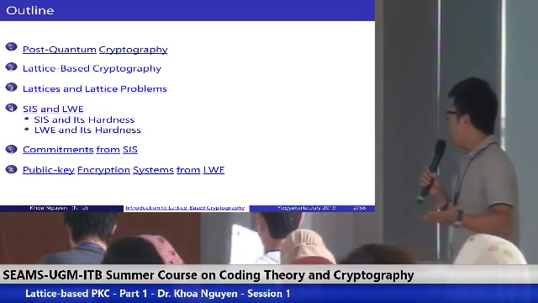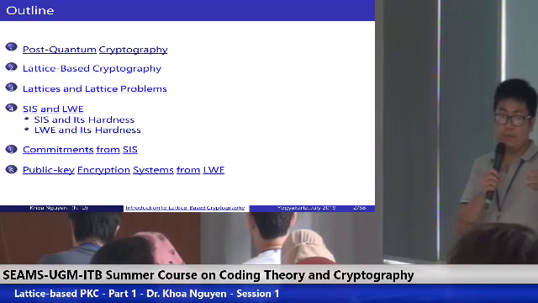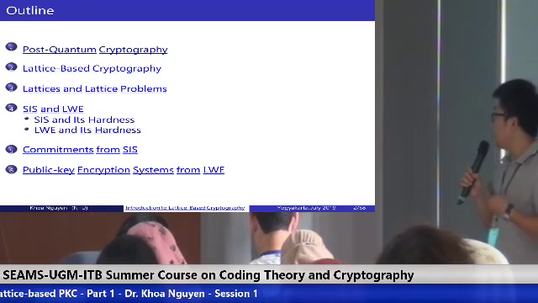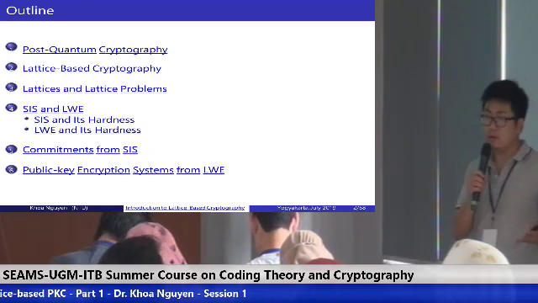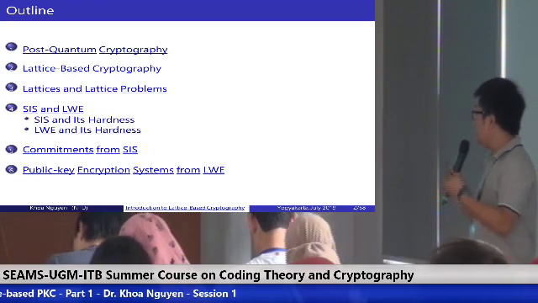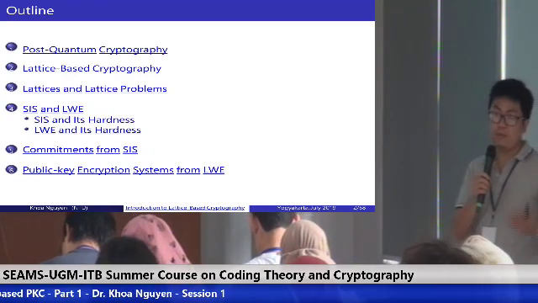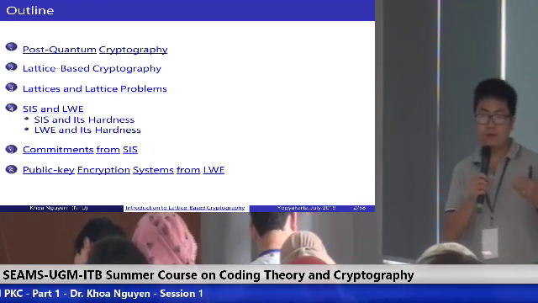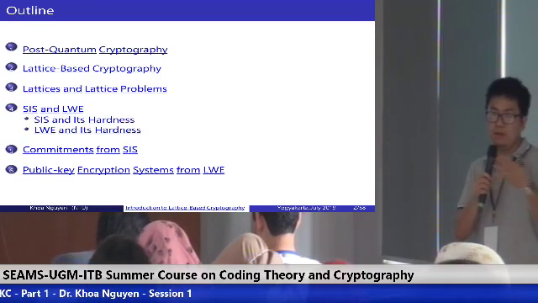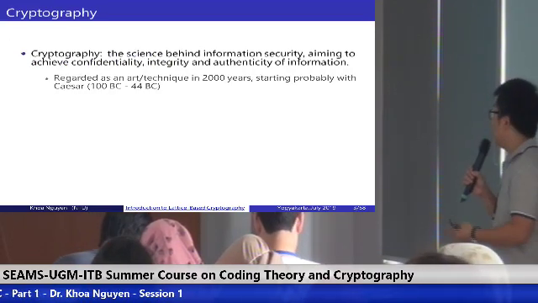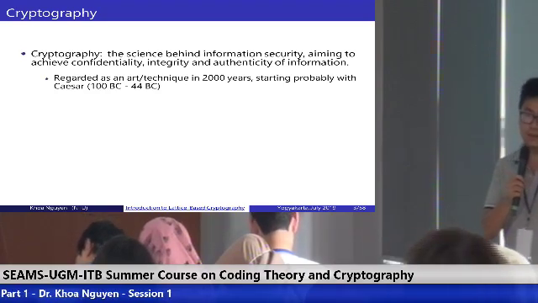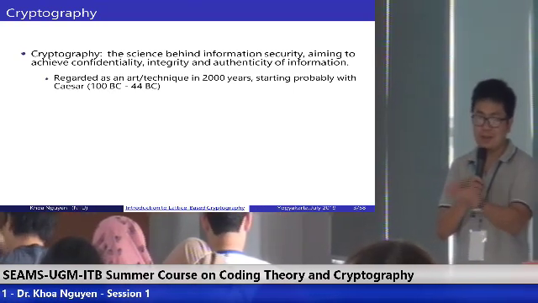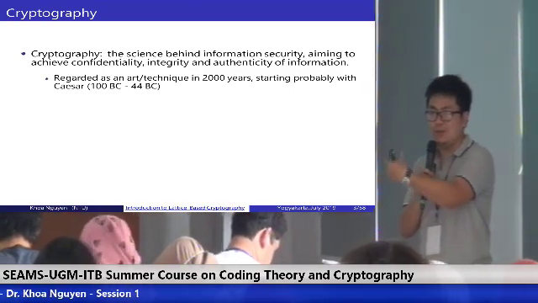Okay, so we all know that cryptography is the science behind information security, and it aims to achieve three main goals: confidentiality, integrity, and authenticity of information. Historically, the first forms of crypto have been known for more than 2,000 years, starting probably with Caesar. So we all know Caesar ciphers, right? We have the alphabet of 26 characters and we shift them using the key, which is the shift.